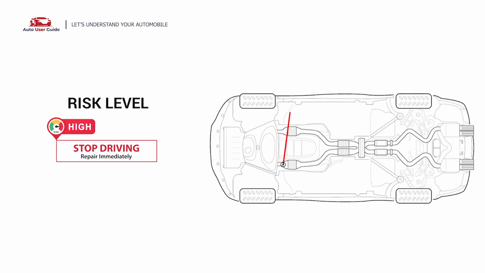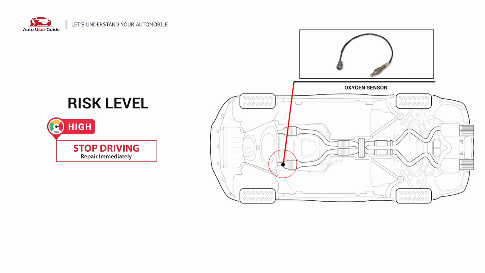The P112D engine code indicates the front upstream oxygen sensor, the one before the catalytic converter, on the side of the engine opposite cylinder number 1, usually the driver's side on LHD vehicles. Under this circumstance, stop driving and repair your vehicle immediately.